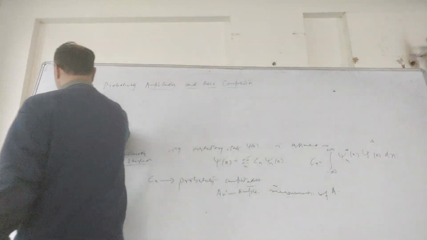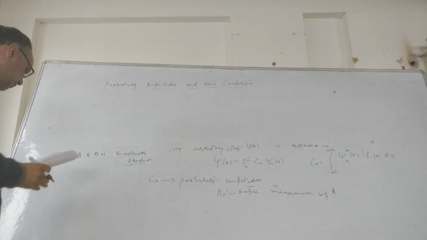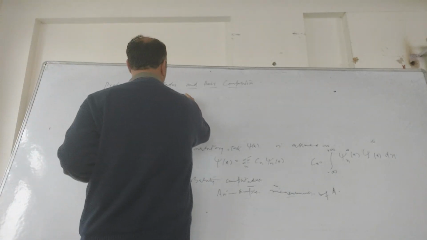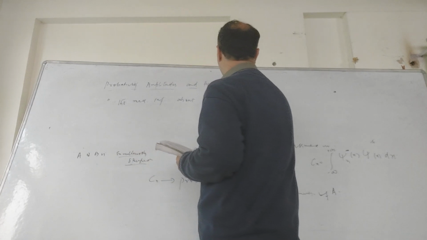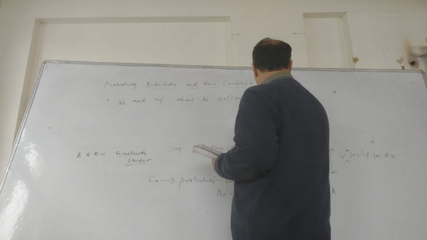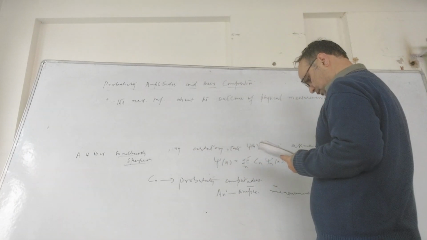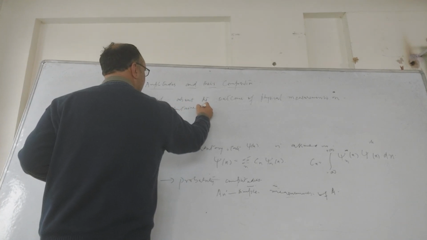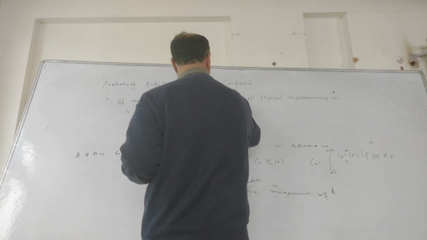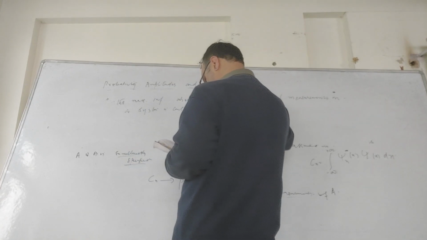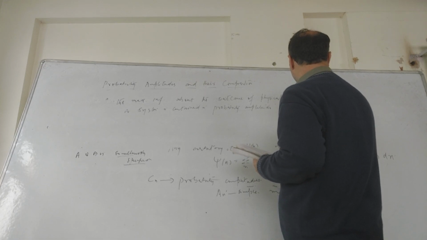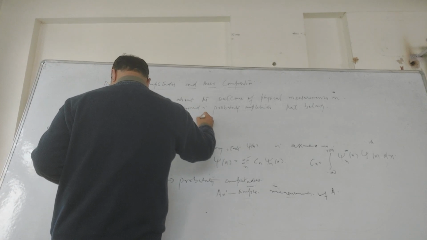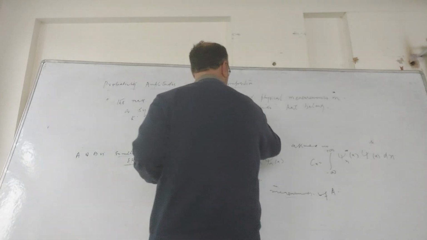So now we are going to formulate a fundamental assumption of quantum mechanics, which says that maximum information about the outcome of physical measurements on a system is contained in probability amplitudes that belong to a complete set of observables of a system. ठीक है, इसका मतलब क्या है?